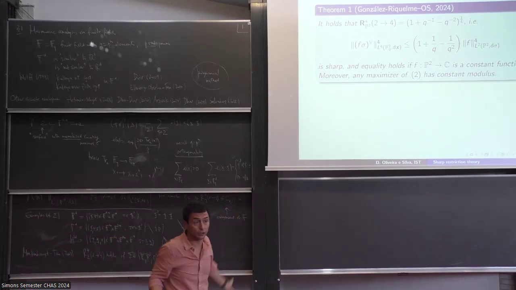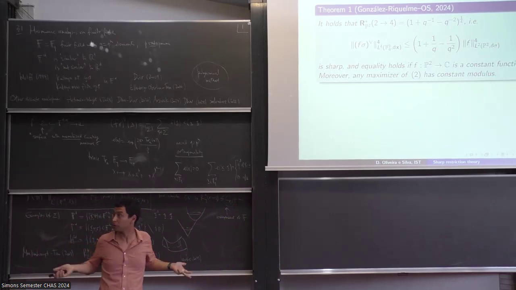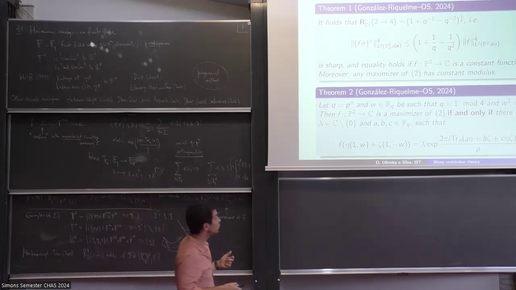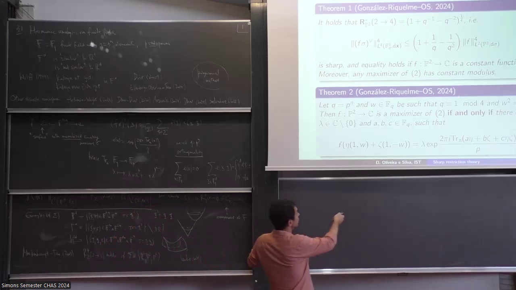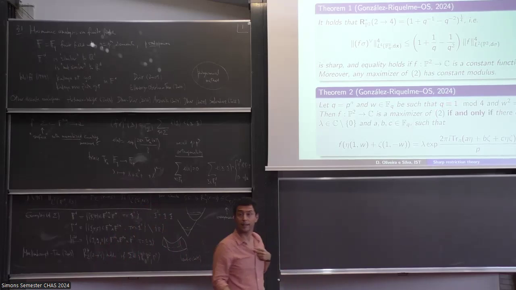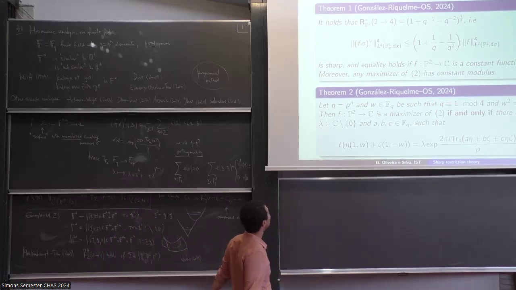But this is still not completely satisfactory because I'm giving you one example of a maximizer, but I'm not telling you the complete family of maximizers. So that's the content of Theorem 2, which requires an additional arithmetic assumption on q. Here q has to be congruent to 1 mod 4. That means that -1 is a square in F_q. And that makes the analysis possible.